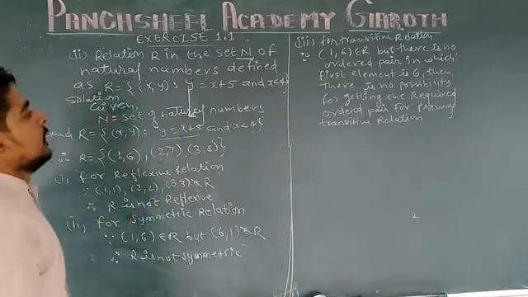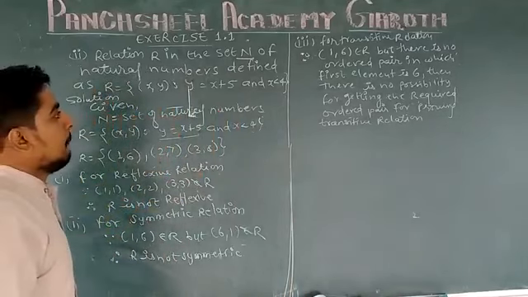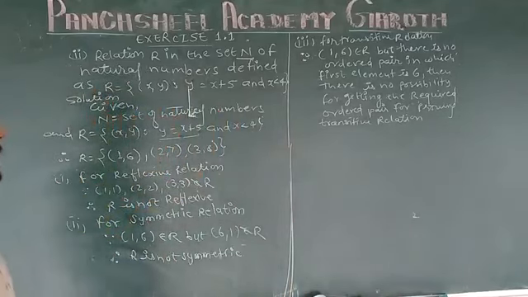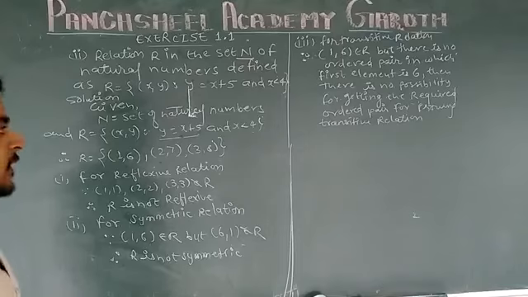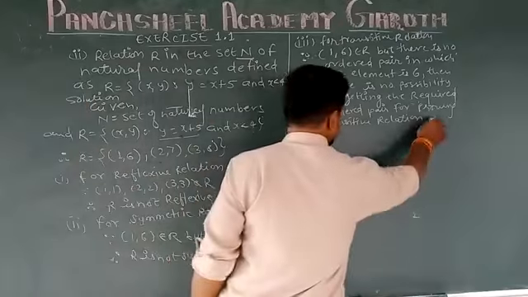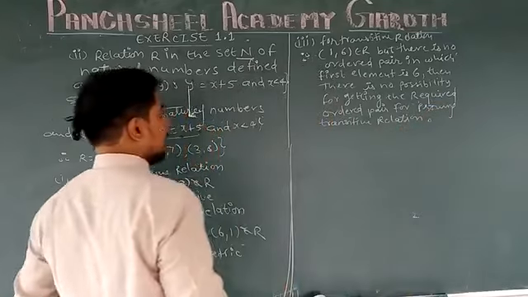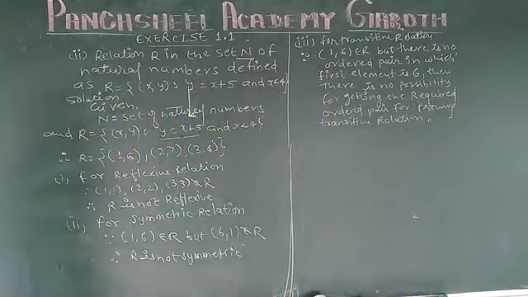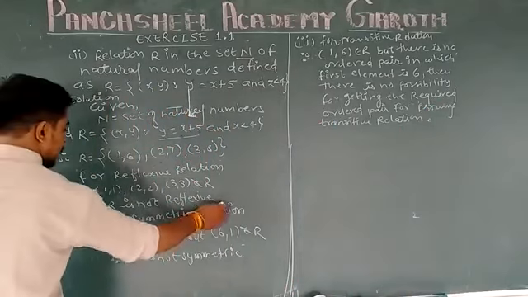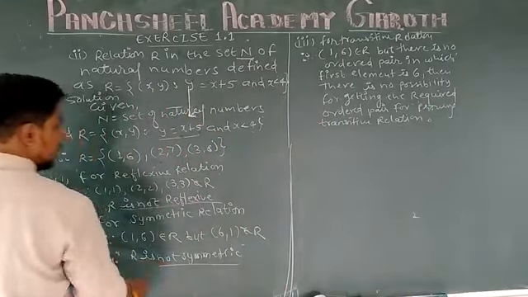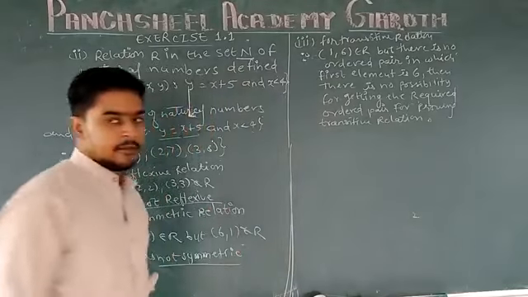Here I wrote: (1,6) belongs to R, but there is no ordered pair in which the first element is 6. Then there is no possibility for getting the required ordered pair for proving the transitive relation. Now, after that example, it is not reflexive, it is not symmetric, and it is not a transitive relation.